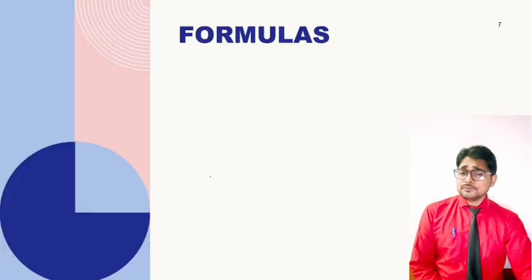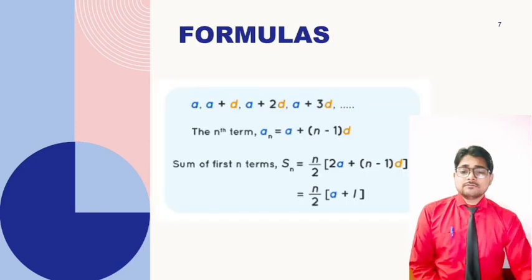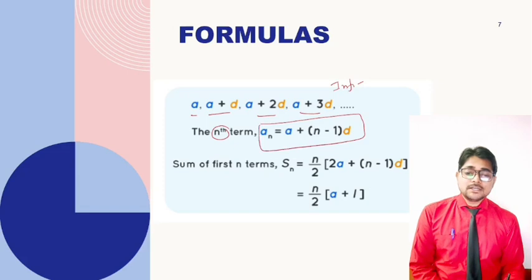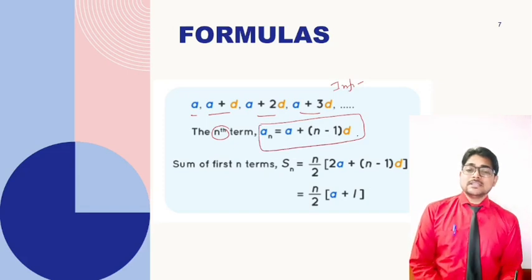See here, a few formulas which we have to remember. For example, we have one AP like A plus D, A plus 2D, A plus 3D, and so on. Is this a finite or infinite AP? This is an infinite AP. Remember this. If we want to find the nth term, what formula do we use? We use this formula: AN equals A plus (n minus 1)D.